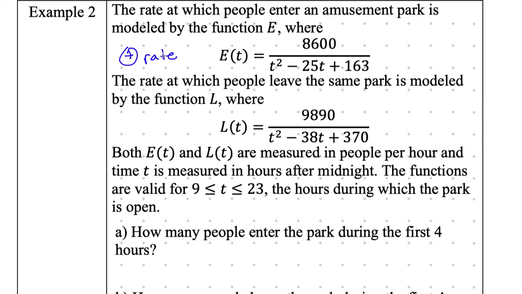Someone else answer. Why is that a positive rate? If you read the thing just above it, it says the rate at which people are entering is positive, the other one says leave. Enter and leave. Yeah, thank you. So this one is going to be a negative rate.